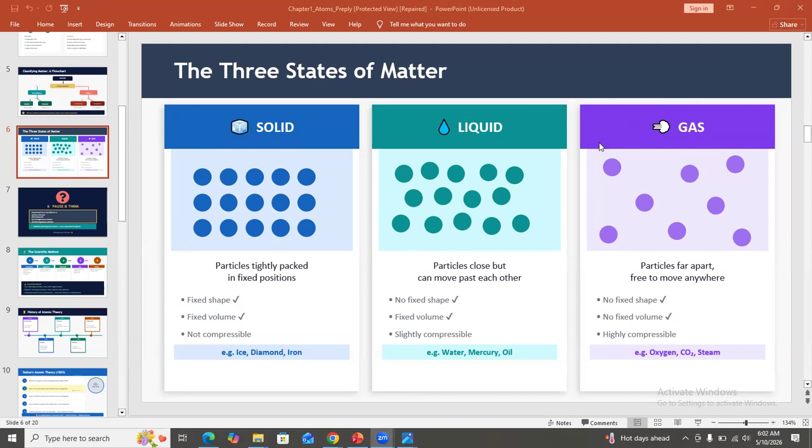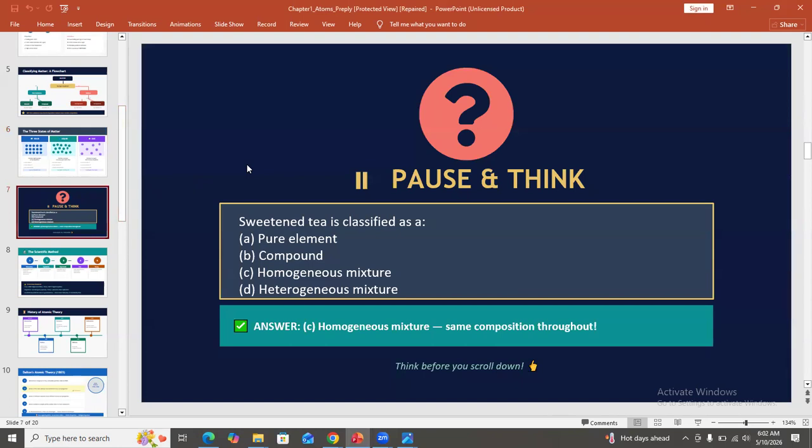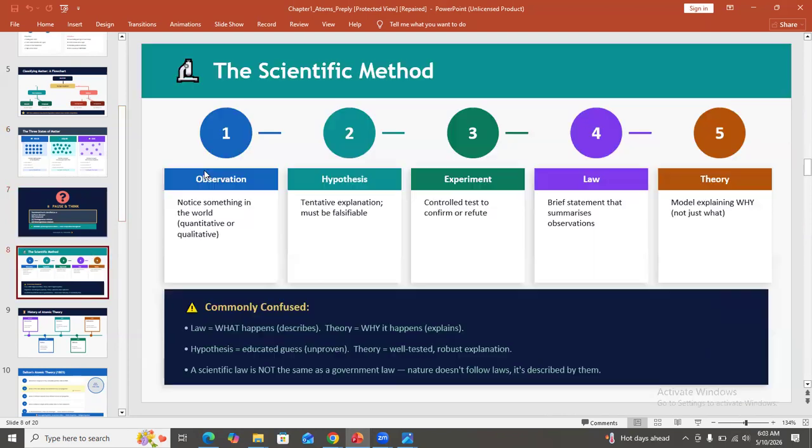So let's move next. And here's a little quiz for you. Is sweet tea classified as a pure compound, element, homogeneous mixture, or heterogeneous mixture? This is just a little quiz for you. The answer is written right here. So let's move to the next topic, and that is the scientific method.